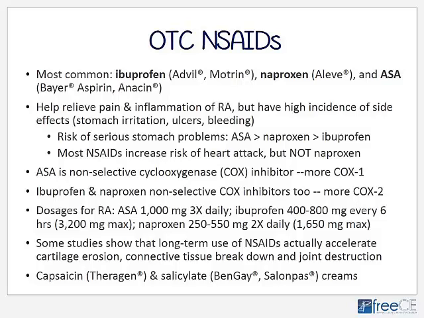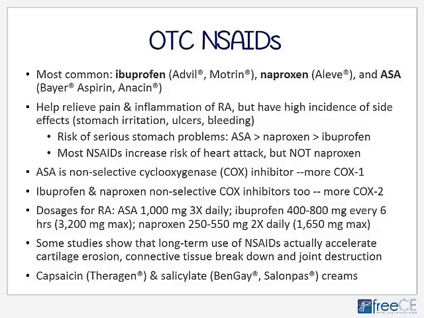ASA is a non-selective COX inhibitor, but it does select out more COX-1. Ibuprofen and naproxen are also non-selective, but they shade out a little more COX-2. In terms of dosages, ASA 1,000 milligrams 3 times daily is the max. Ibuprofen a little less, 400 to 800 every 6 hours to 3,200 max. Naproxen even less. The max per day there is about 1,650 milligrams.